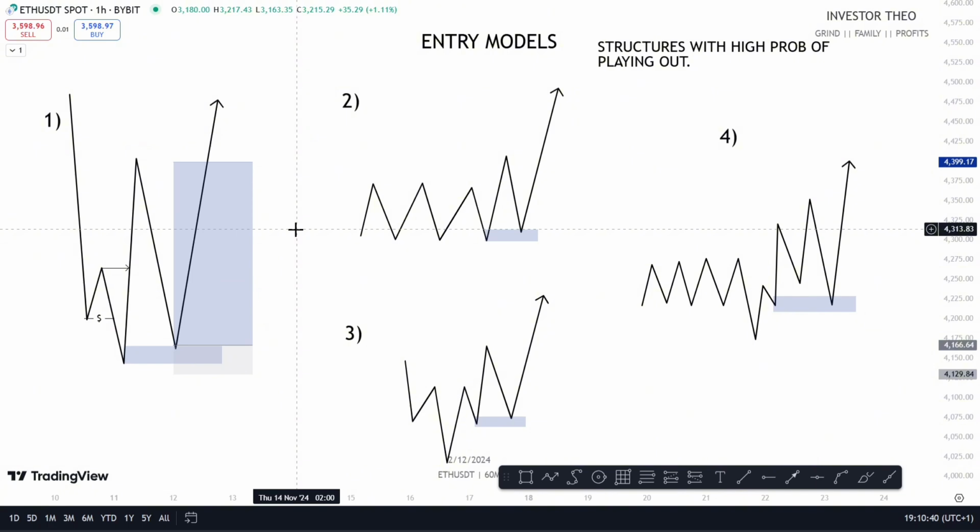It's as easy as that. Like, it's as easy as that. This is entry model one. You can go to the market to backtest this model I'm showing you right now, and then let me know how it plays out in the comment section.